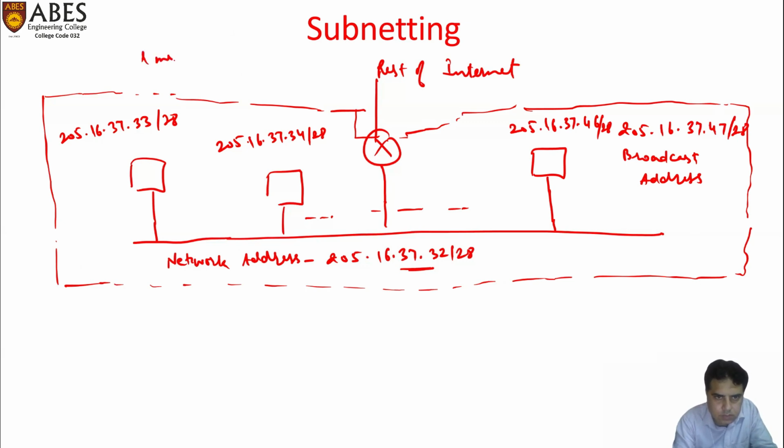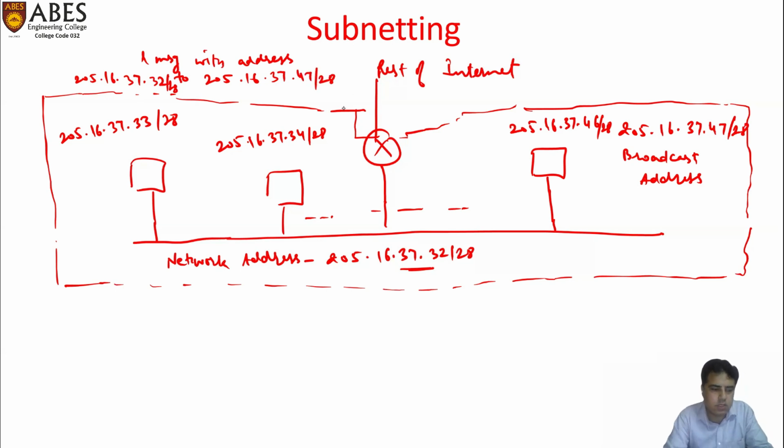The messages with addresses from 205.16.37.32 to 205.16.37.47 are directed to this network. Okay.